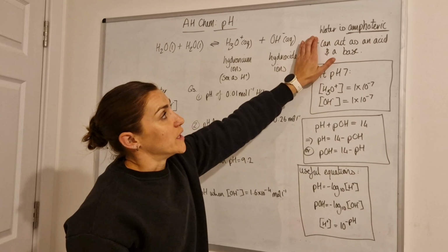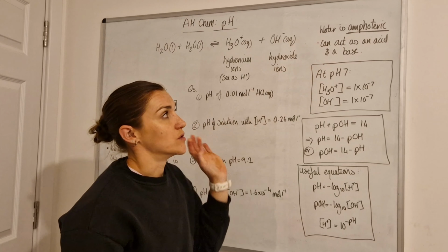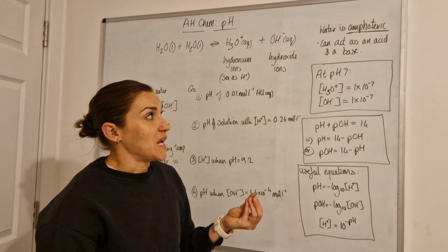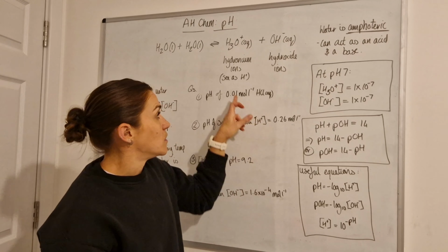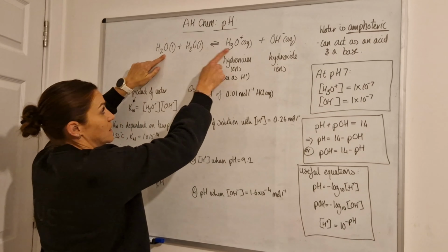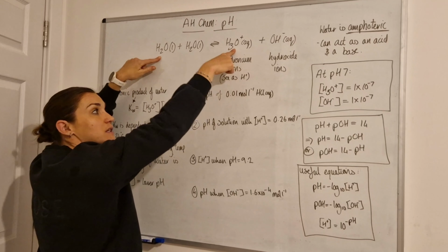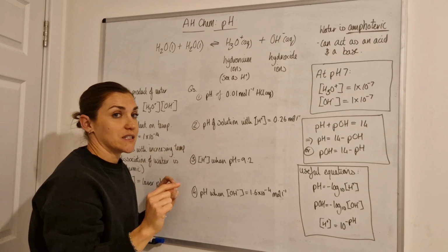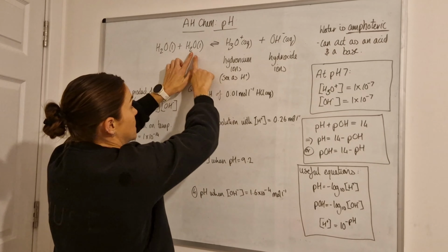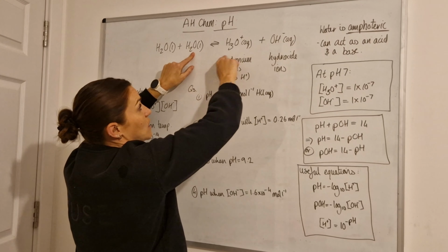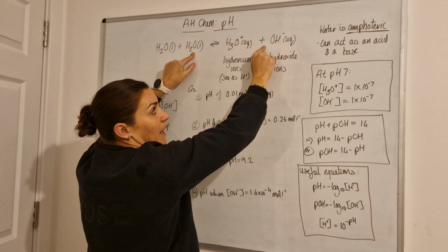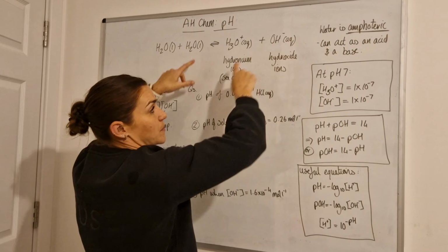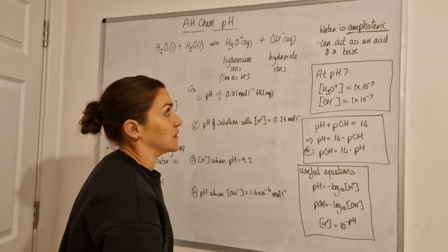This means that water is classed as being amphoteric, so that means it can act as an acid and also a base. Remember, a base is something that accepts a proton, so accepts an H plus, which is what's happened in this instance. The water has accepted a hydrogen ion, so in this case it's behaved as a base. An acid is something that donates a hydrogen ion, so in this case this water molecule has donated a hydrogen ion and ended up becoming hydroxide ion. So in this case the water has acted as an acid because it has donated the hydrogen ion.